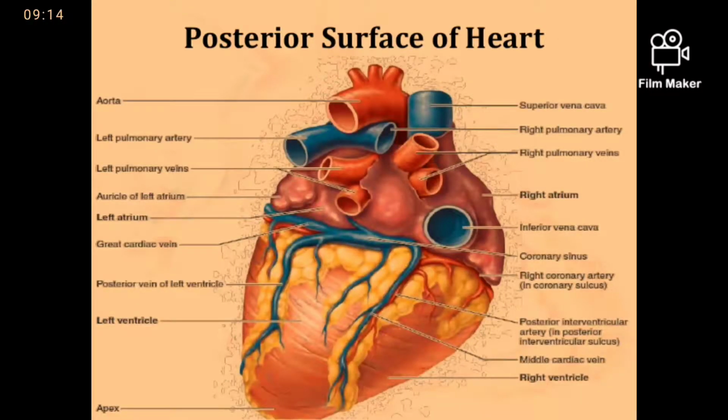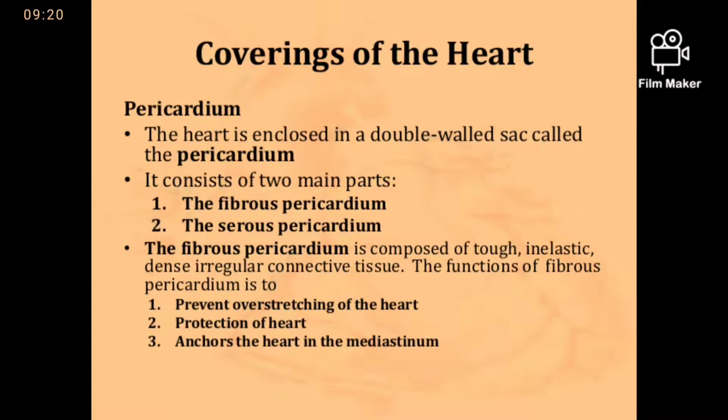Posterior surface of the heart. Here you can see coverings of the heart, that is pericardium. The heart is enclosed in a double-walled sac called the pericardium. It contains two main parts, the fibrous pericardium and serous pericardium.